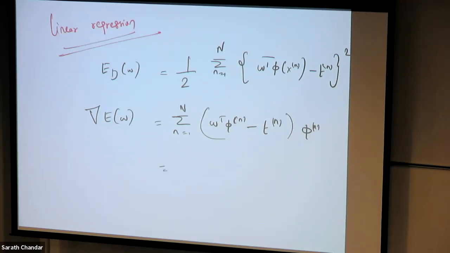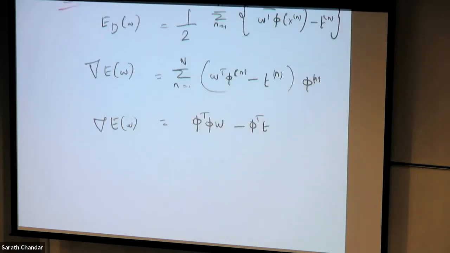Now I can actually write this in matrix or vector notation. So this is nothing but phi transpose phi w minus phi transpose t. There is a summation term, and I have just converted it into a vector operation. Why? Because I'm going to do another differentiation now. So now this is the gradient.